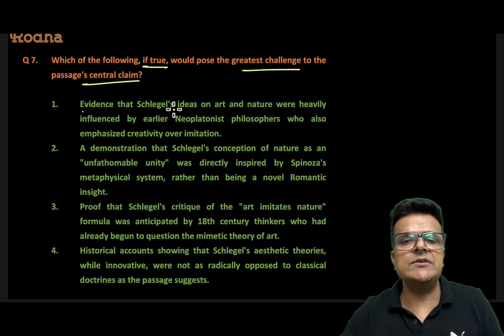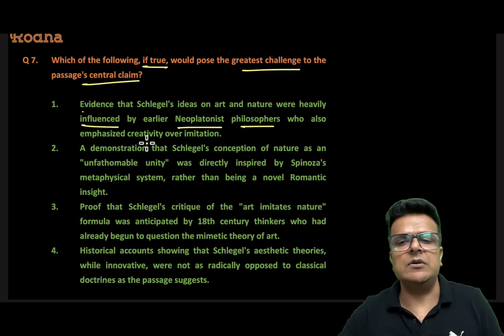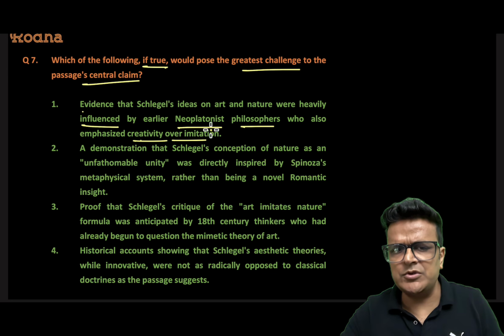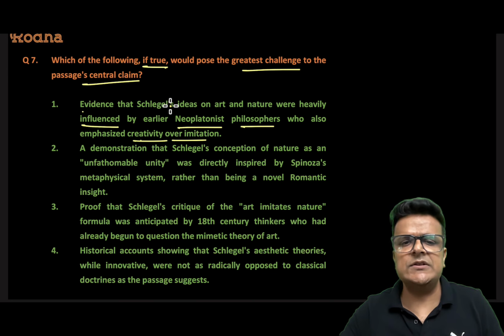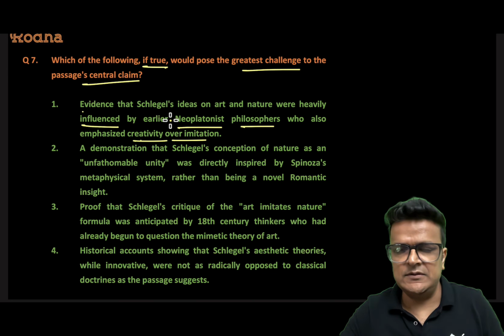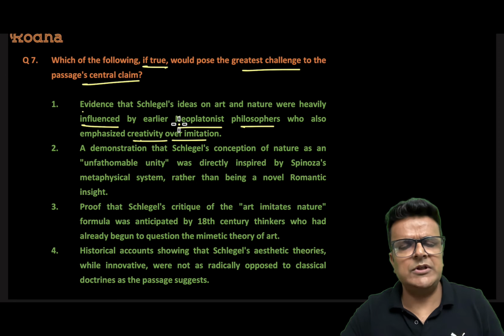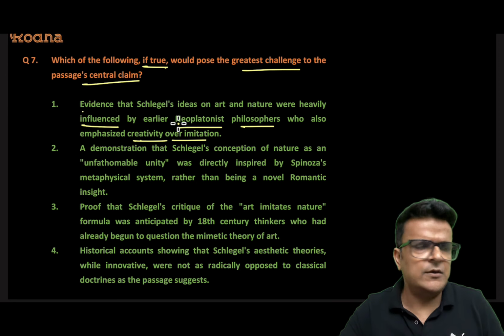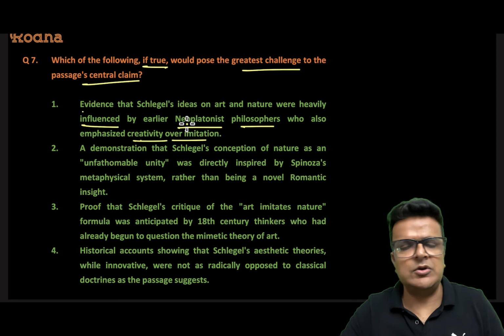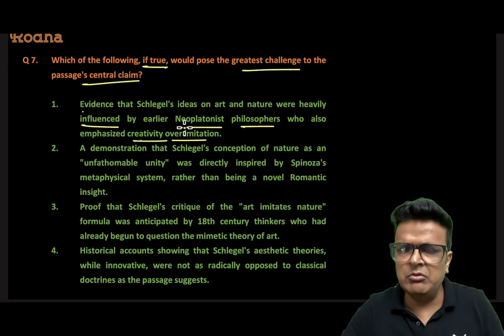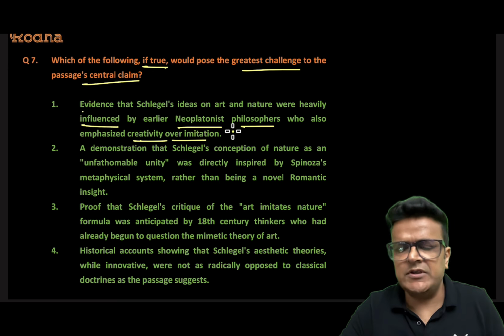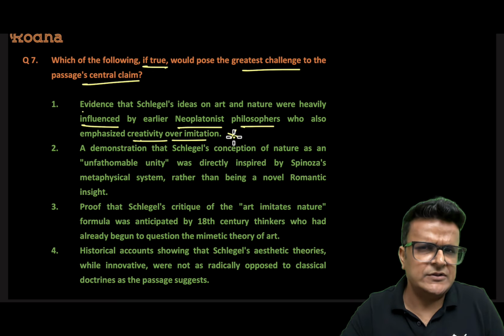Evidence that Schlegel's ideas on art and nature were heavily influenced by earlier Neoplatonist philosophers who also emphasized creativity over imitation. So this option, if true, means that Schlegel's ideas were influenced by some other philosopher. So does it mean his ideas were not great? He was not great. His ideas were not true. No, just that he was influenced. So not a very great challenge.